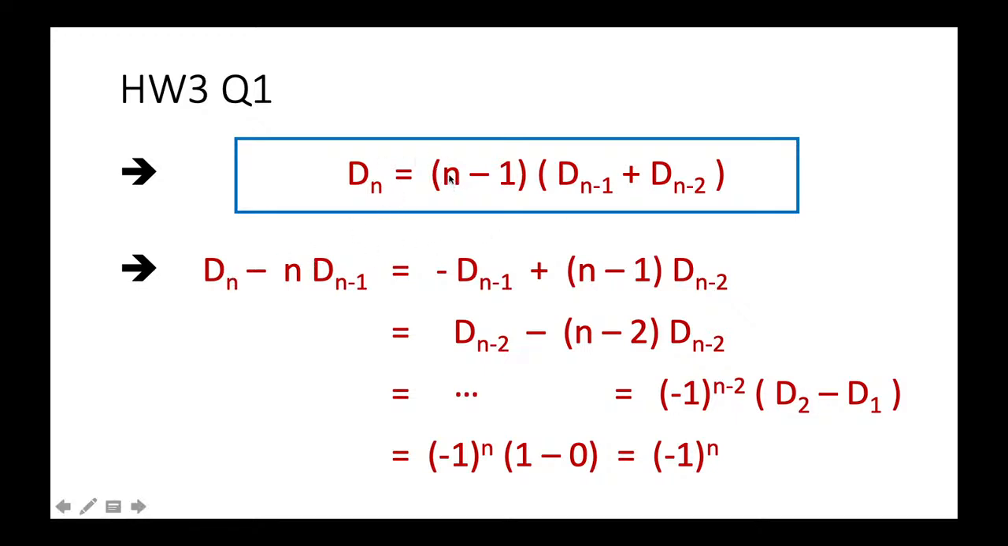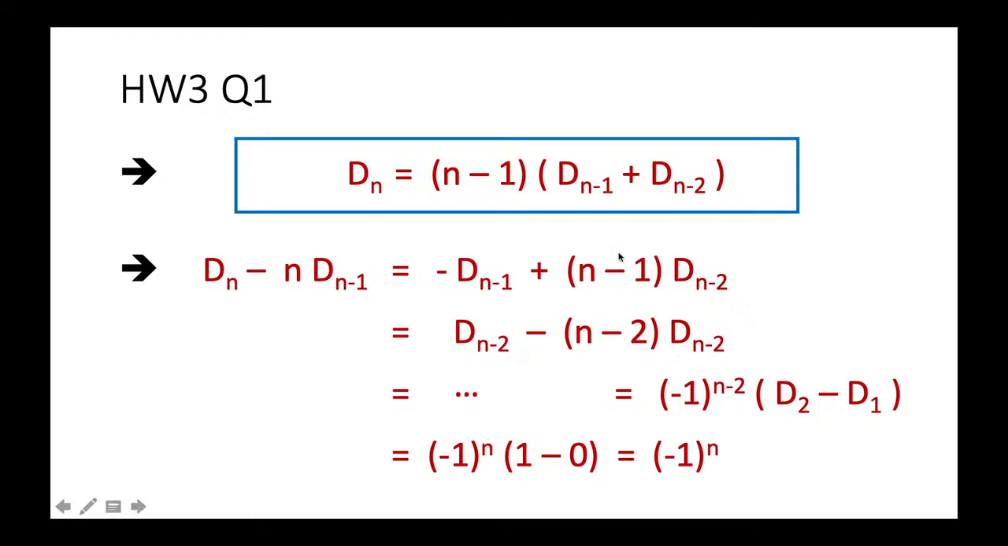Now, by rearranging the terms, I'm going to move this n times d_{n-1} to the left-hand side. So I want to make it into d_n minus n times d_{n-1}. What is left will be minus of d_{n-1} plus (n minus 1) times d_{n-2}. Is that okay? Now, this part is the same as this form, except that we replace n by n minus 1, and plus becomes minus, and minus becomes plus. So it is like we are multiplying by minus 1, but then making n smaller by one.